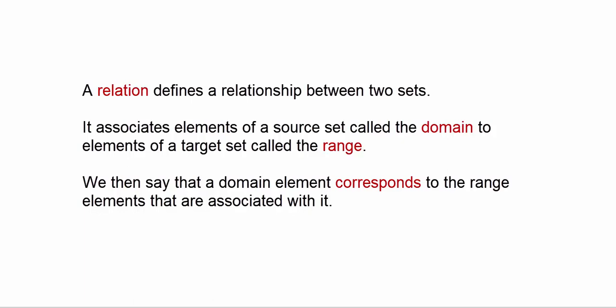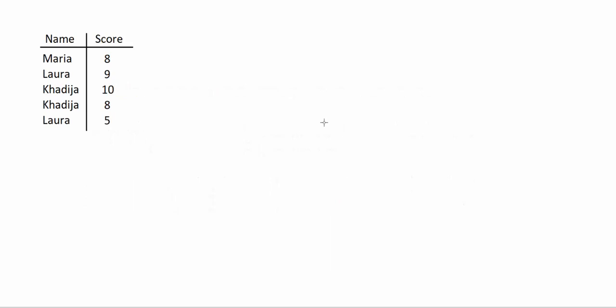Relations are frequently encountered when you're working with data. For example, you may have a relation that associates an athlete's name with scores that they earn in a competition. This chart of values defines a relation in which the name Maria is associated to the score 8, the name Laura is associated to the scores 9 and 5, and the name Khadijah is associated to the scores 10 and 8.